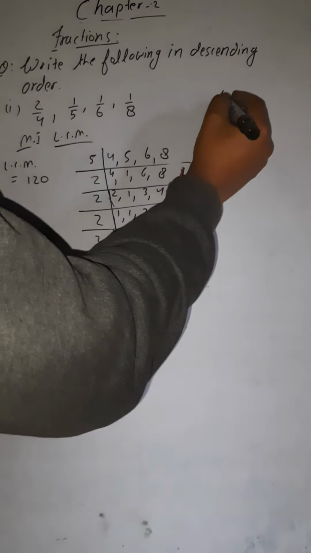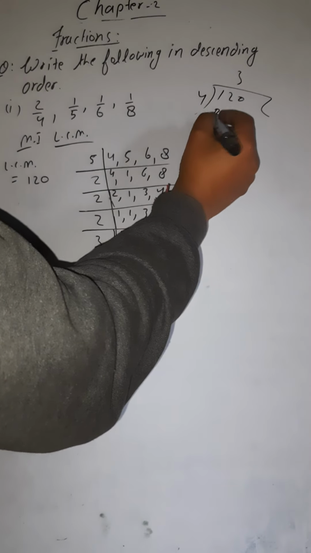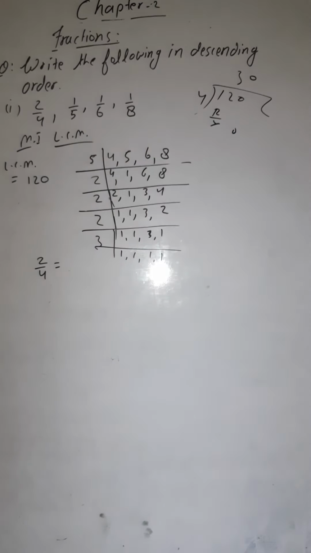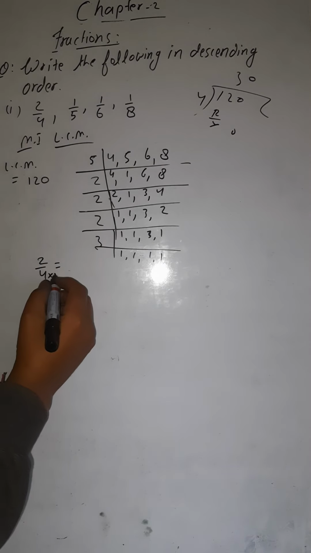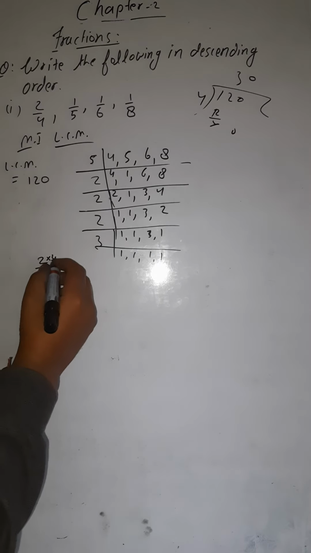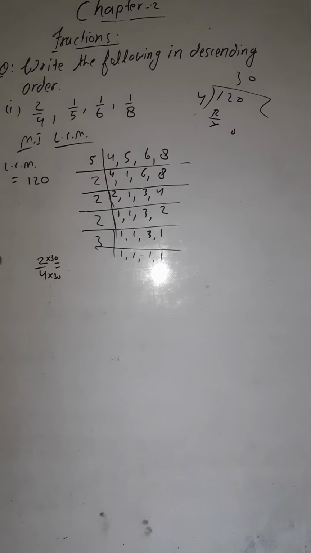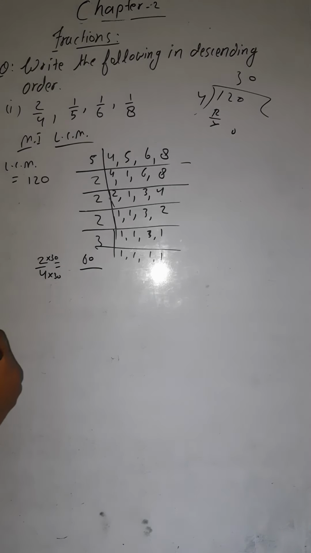So how much is it coming? Just tell me. If you are dividing by 4, 4 3s are 12, 0. So I think 30 is the answer. It means you are multiplying the denominator by 30 as well as the numerator by 30. So the answer would be 2 30s are 60 and 4 30s are 120. So 60 by 120 is how we can write this 2 by 4.